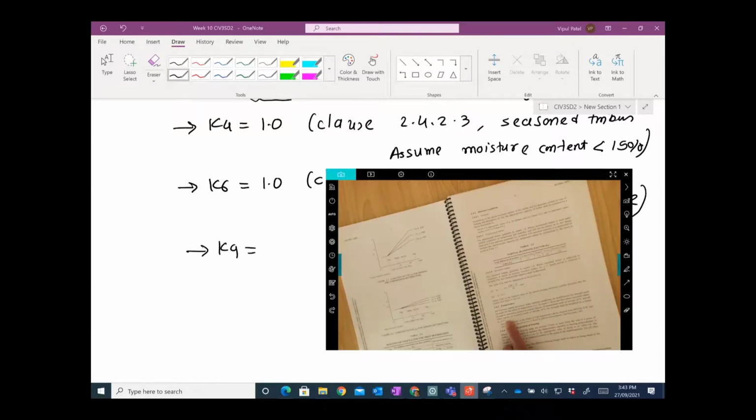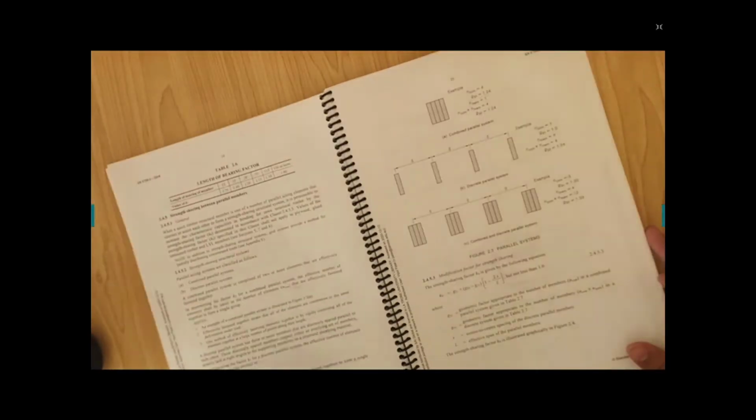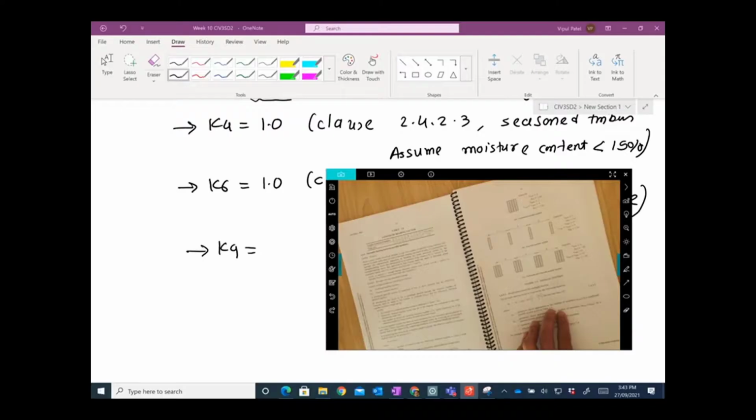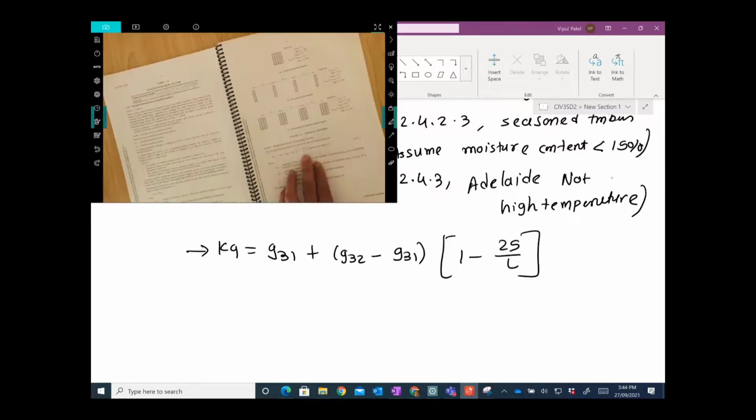unmute yourself anytime if you don't understand, because we covered this one multiple times, but I just need to show you on the standard. So K9 has these equations that we're going to use, clause 2.4.5.3: G31 plus G32 minus G31, 1 minus 2s on L. Okay, now we're going to calculate each one by one.